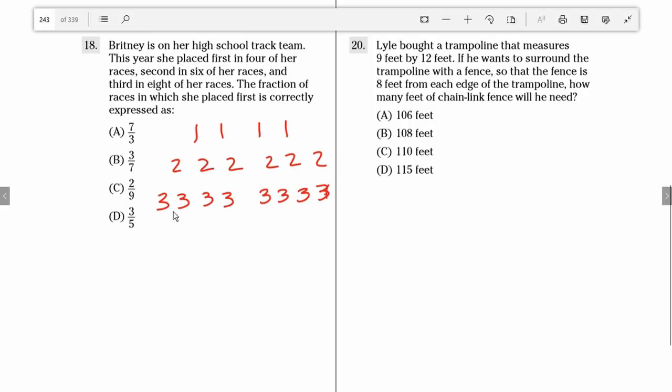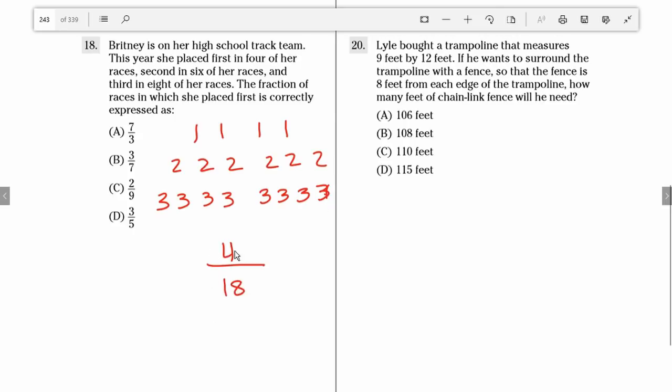So out of all of her races, how many times did she place first? Again, 1, 2, 3, 4. She placed first 4 times out of a total of 1, 2, 3, 4, 5, 6, 7, 8, 9, 10, 11, 12, 13, 14, 15, 16, 17, 18 races total.